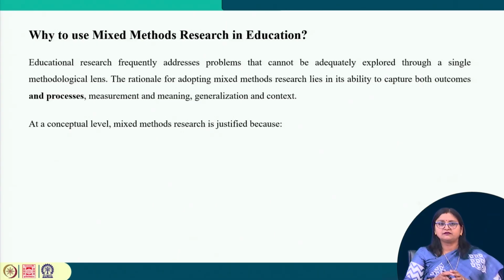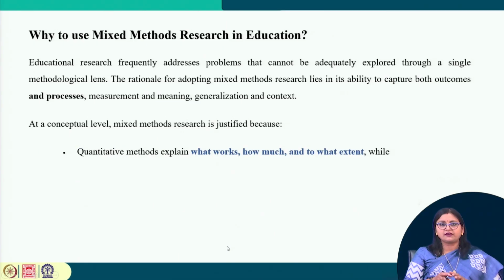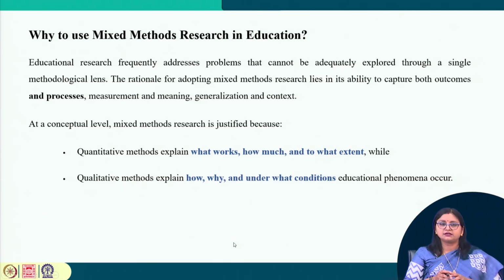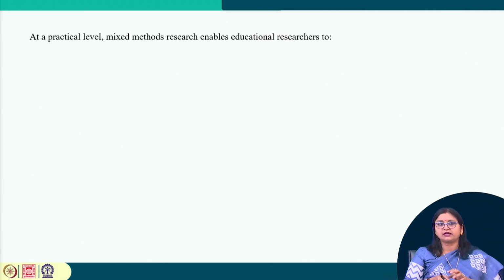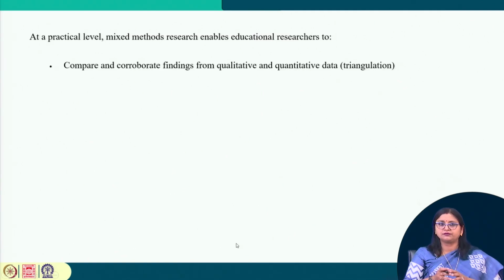So, at a conceptual level, mixed methods research is justified because quantitative methods explain what works, how much it works and to what extent it will work. Then qualitative methods explain how, why and under what conditions educational phenomena occur. So, these two aspects are taken care of by mixed method research. That is why we can go for mixed method research in our research, either at PG level or PhD level.